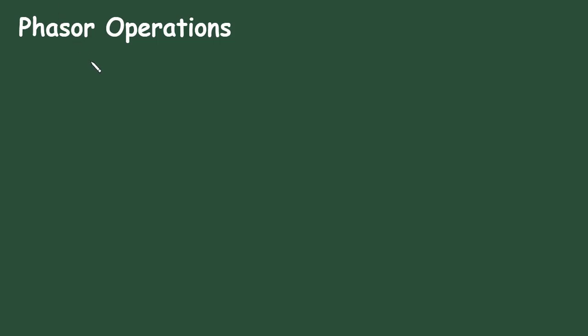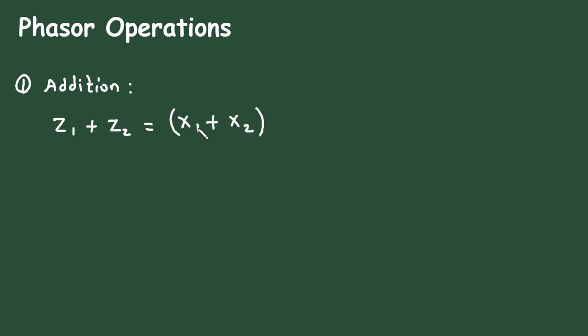In this video, we will see phasor operations. First of all, if we want to add two phasors, that means addition. So, addition of two phasors Z1 plus Z2 is equal to X1 plus X2. This is the real part. Then plus j(Y1 plus Y2). This is the imaginary part.